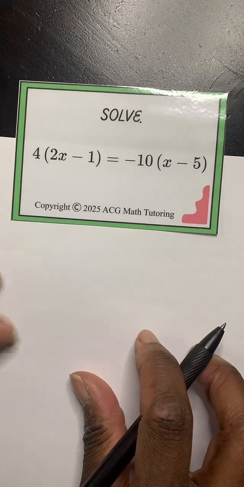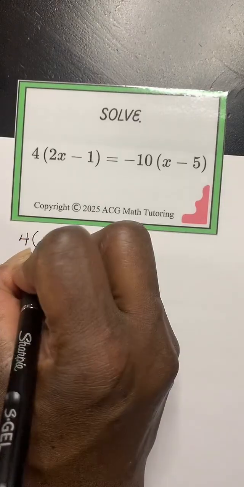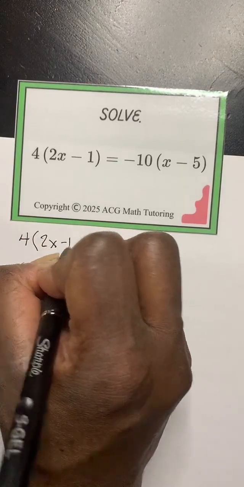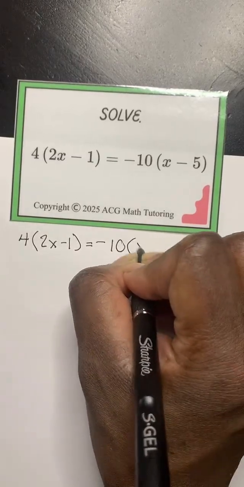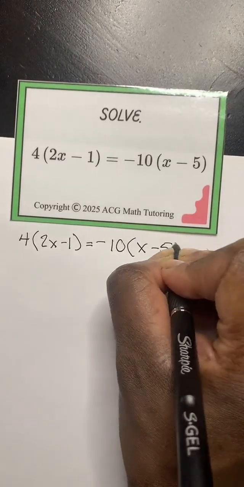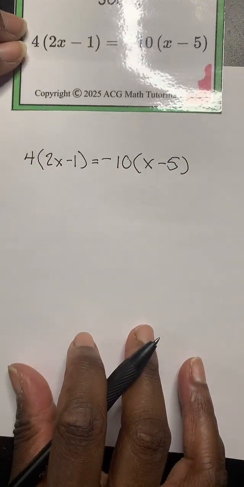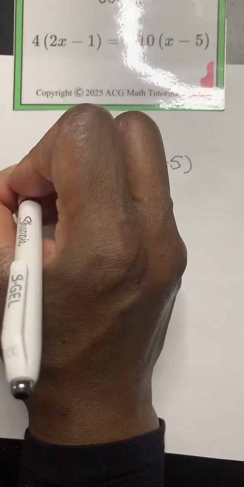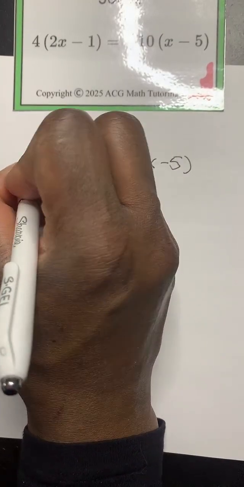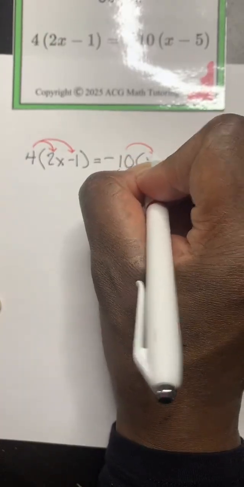So first thing we have, I'm just going to rewrite, okay, with our -10, x minus 5. All right, so that's our original problem. Just want to slide that up. So first thing, we need to distribute. Okay, -10.